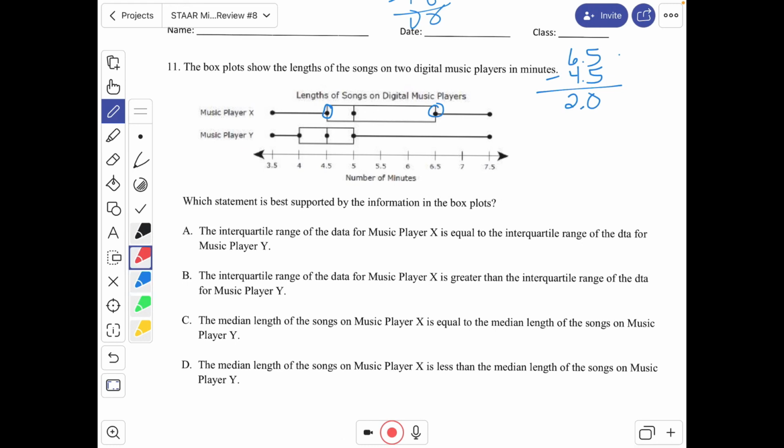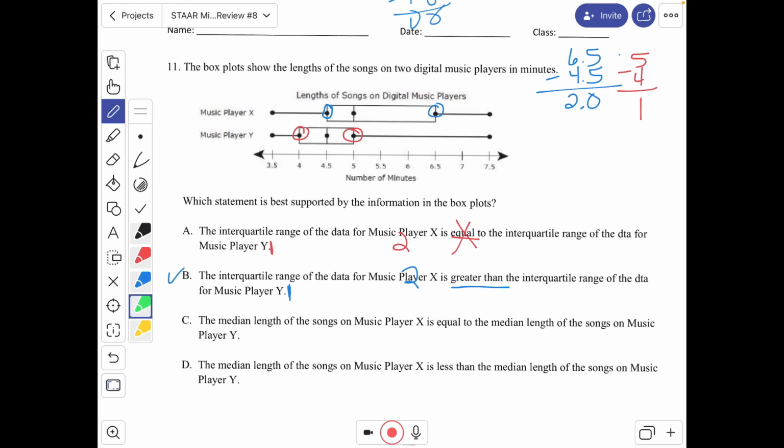And for the other player, the dots were 5 and 4. And 5 minus 4 is 1. So for player X, it was 2, and for player Y, it was 1. Those are definitely not equal. The next one says the interquartile range of the data for player X, we already figured out that was 2, is greater than the interquartile range of the data for music player Y, which we already figured out was 1. So is 2 greater than 1? Yes, that might be our choice.